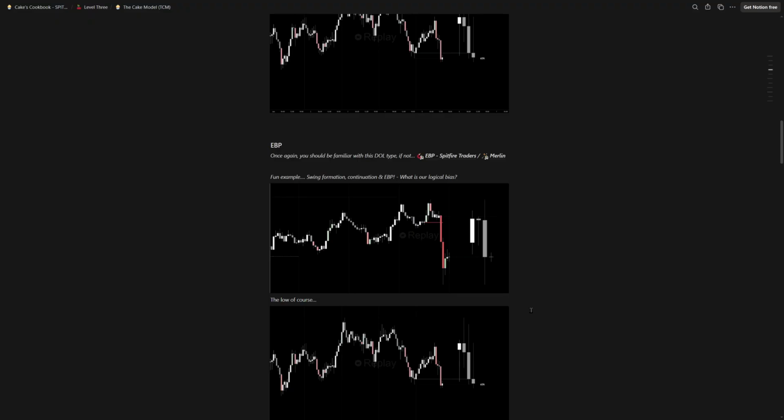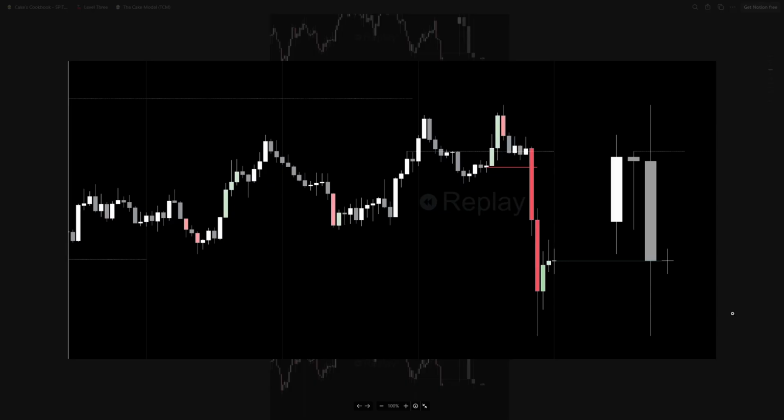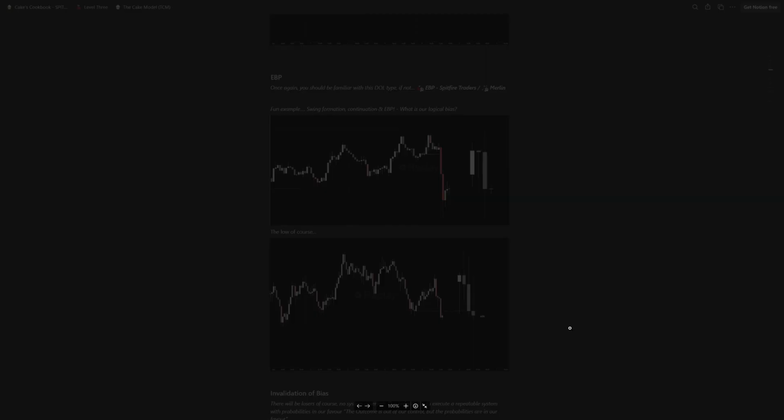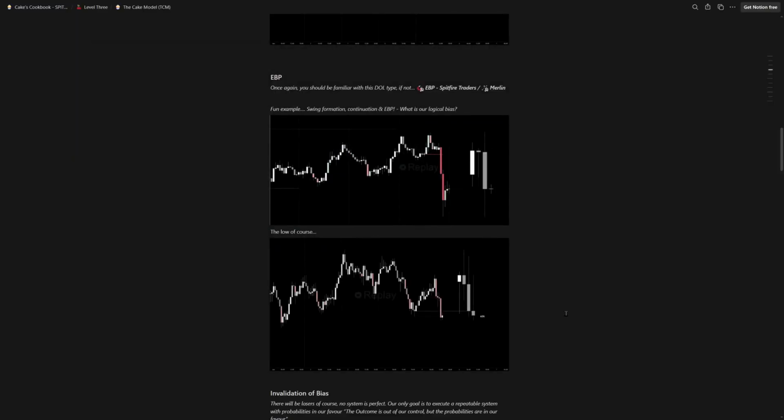So this is actually quite a fun example because we have a swing formation, we have a continuation, and we have an EBP. So what's our logical bias here? Well, it's going to be to this low, isn't it? And of course, the lows get taken.